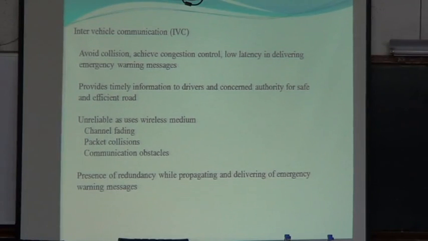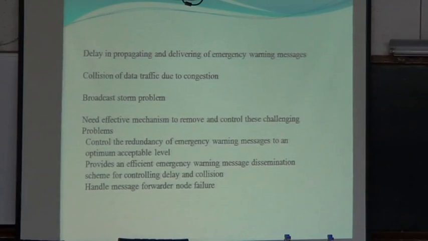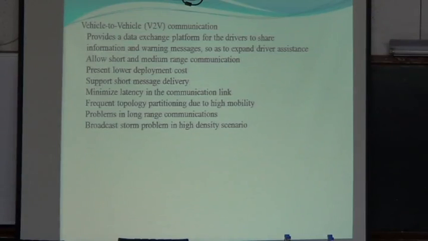It is very difficult to get a stable next forwarding vehicle in this environment, because two vehicles are within each other's communication range for only a few seconds, since the velocity of the vehicle is very high. Currently, suppose X is my neighbor, but within a second it may not be. So definitely it is very difficult to select the next forwarder. So we need an effective mechanism to control these challenging problems that I discussed already.